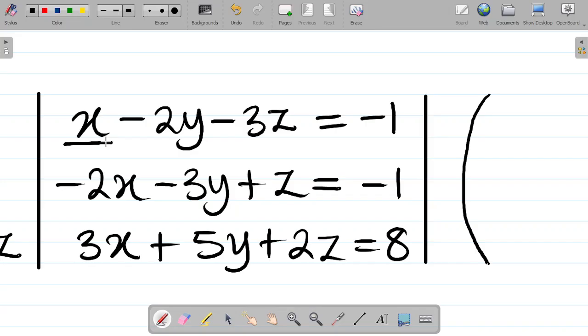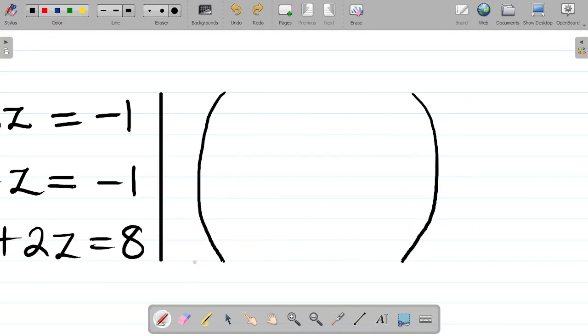For x here, the coefficient is 1. For y, the coefficient is minus 2. For z, the coefficient is minus 3. So I have 1, minus 2, and minus 3. I'll write this down in the bracket. So this would now be 1, minus 2, and then minus 3. That's the first row there.